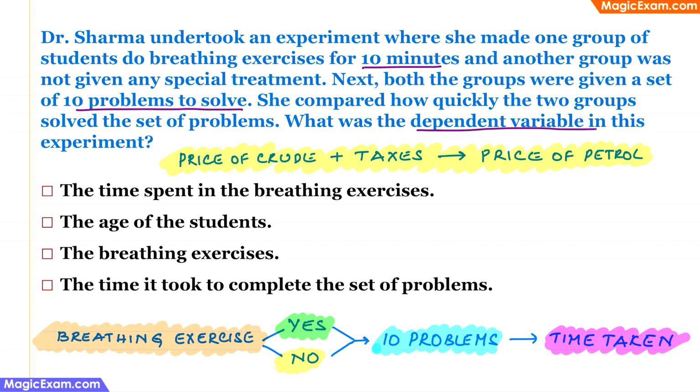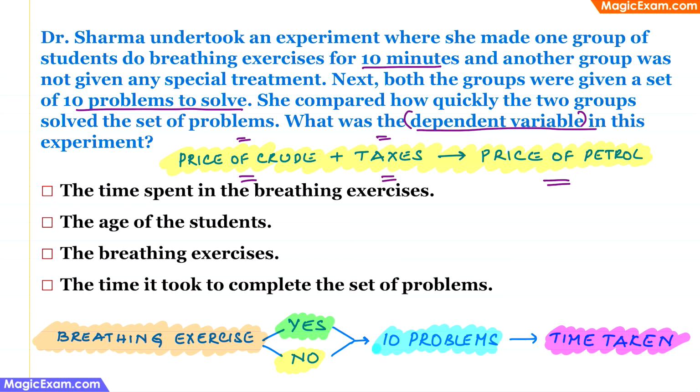Now, to answer this question, let me first explain what this dependent variable is all about. By understanding that, you will be able to answer any such questions if they appear in the exam. Now, the price of petrol is a variable because it keeps changing from time to time, right? So how does the price of petrol change? The price of petrol changes because the price of crude oil keeps changing, or the taxes that are levied by the government keep changing. Therefore, the price of the crude oil and the taxes are the reasons or are variables, and the price of petrol is a dependent variable because it changes if the other variables keep changing.